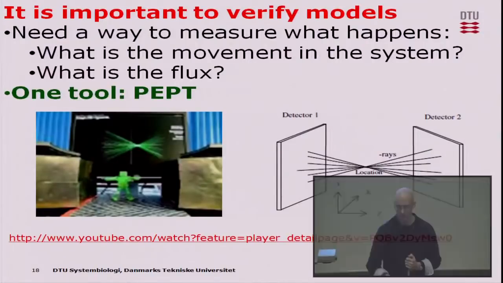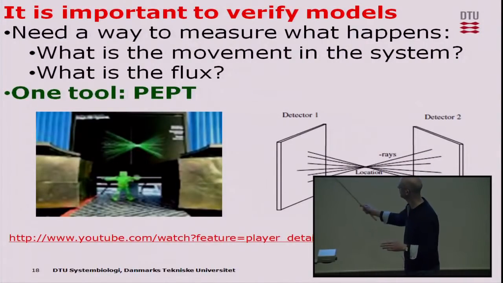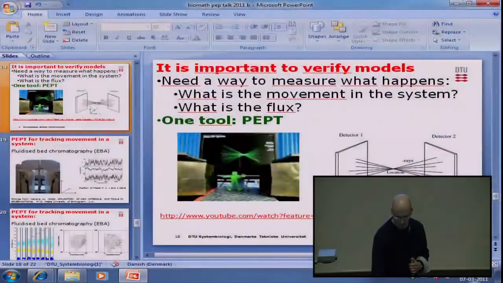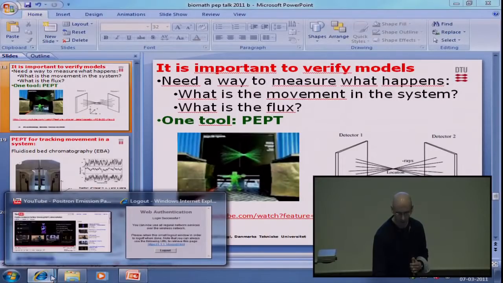And if you want to measure what's happening in a complex system, the movement of things, then you need a way to track them. What I have here is an example. It's called PEPT, positron emission particle tracking, which is a really cool thing, actually. And I'm going to show you a YouTube video here. It's only very short. I'll just show it, and then I'll comment on it afterwards, because you might not quite realize or understand why I'm showing it to you.